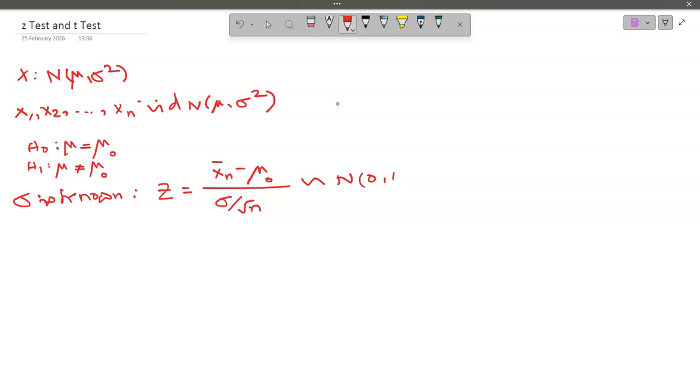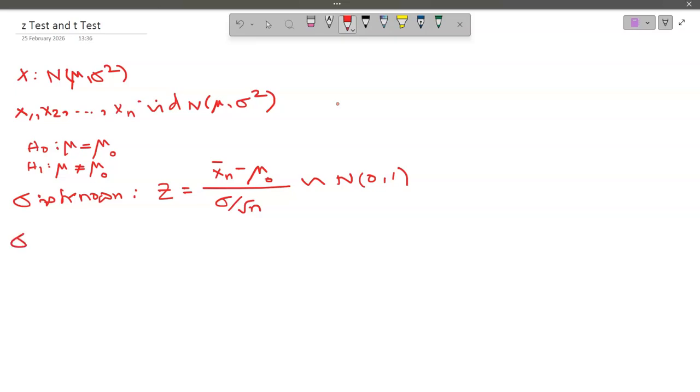So we can create our critical region. We can create the critical region using the level of significance 5%. So this is when sigma is known. We are testing about the mean. We use the z statistic.